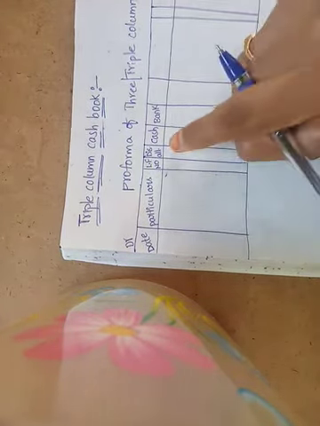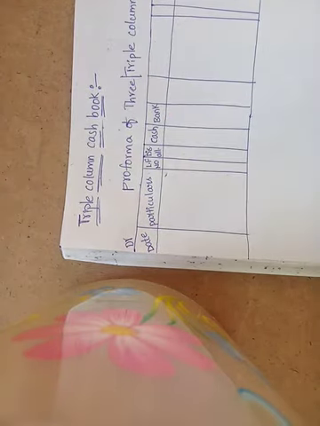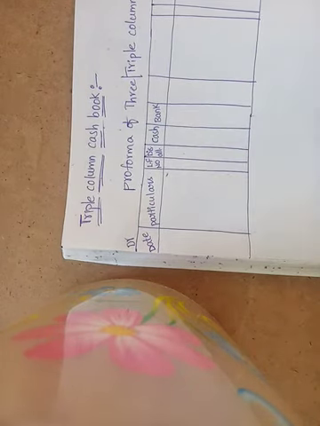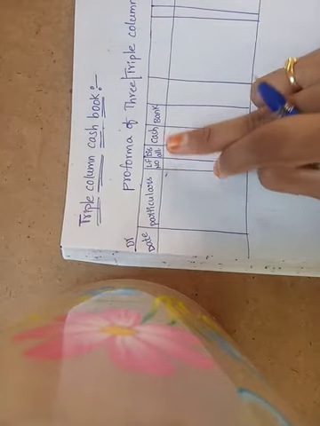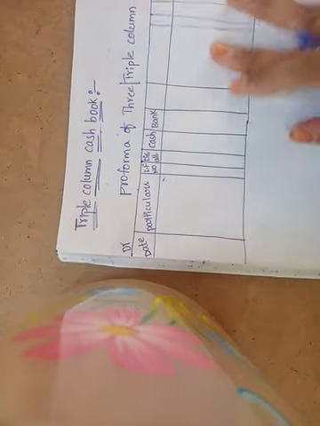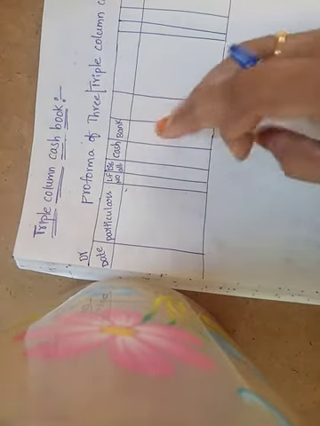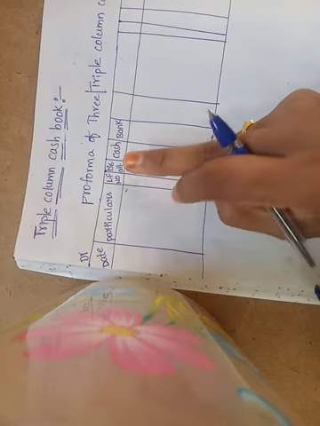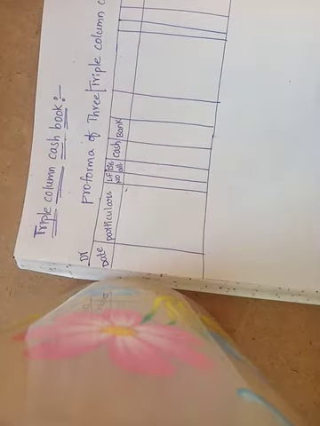What are the three main columns? Discount allowed, cash, bank. In a single column cash book only one column will be there, that is the cash column. In a double column cash book, the two columns are discount allowed and cash column. In a triple column cash book one extra column is added, that is the bank column. The debit side is date, particulars, LF number, discount allowed, cash, bank, the same as on the credit side also.